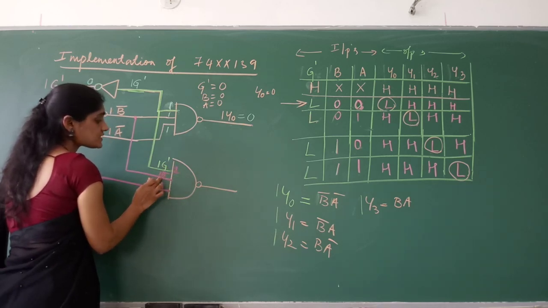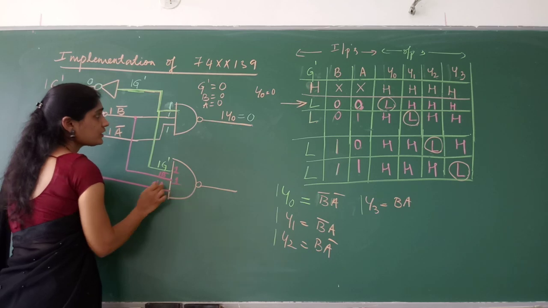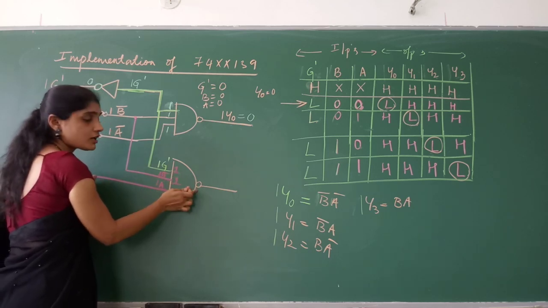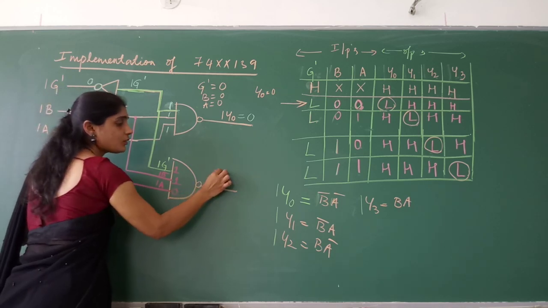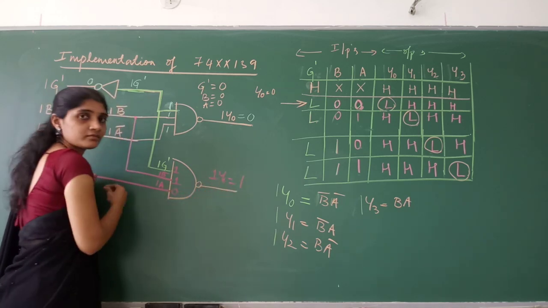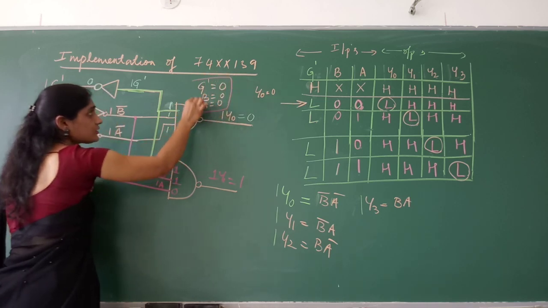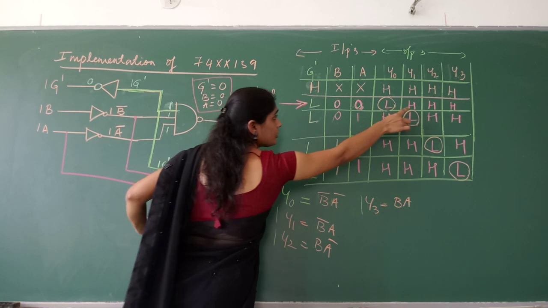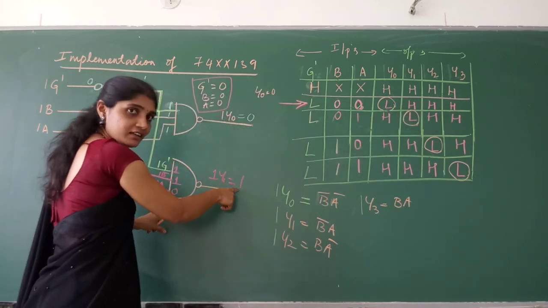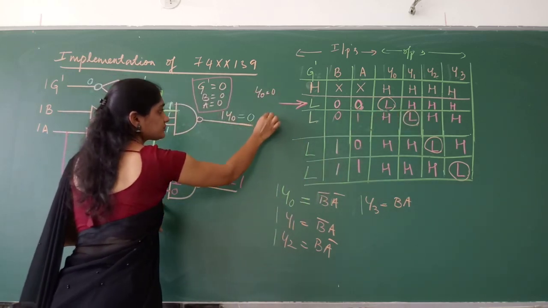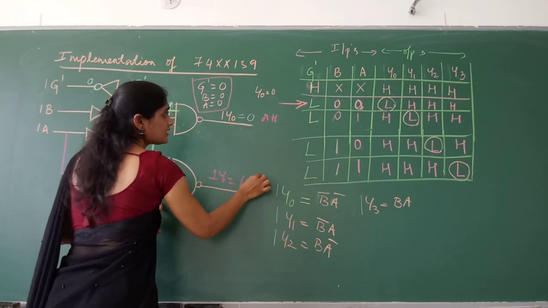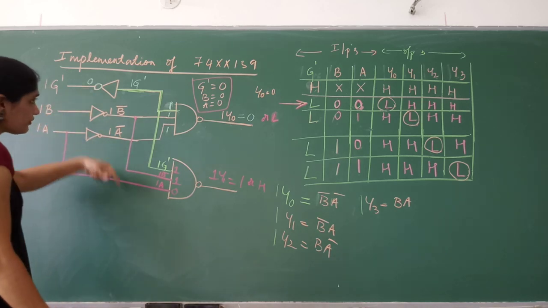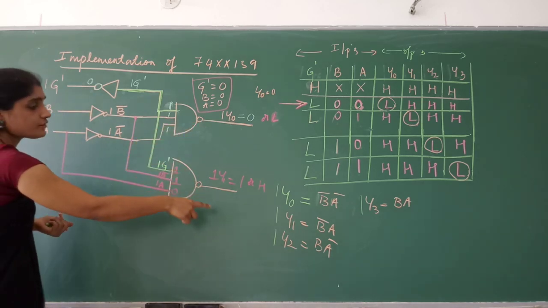You are giving B as 0, so it is B bar, and here you have 1. You are giving A as 0, so you have 0. So when you give 1, 1, 0, what is the output of the NAND gate? 1. So for the first combination, Y0 is low. What is Y1? Y1 is high. Correct?